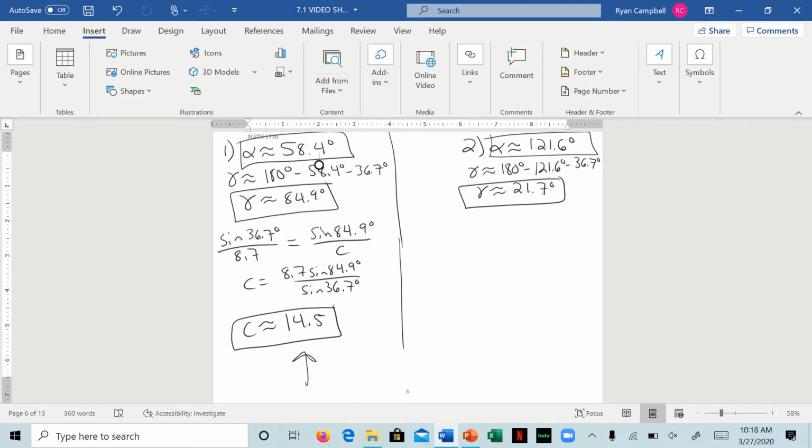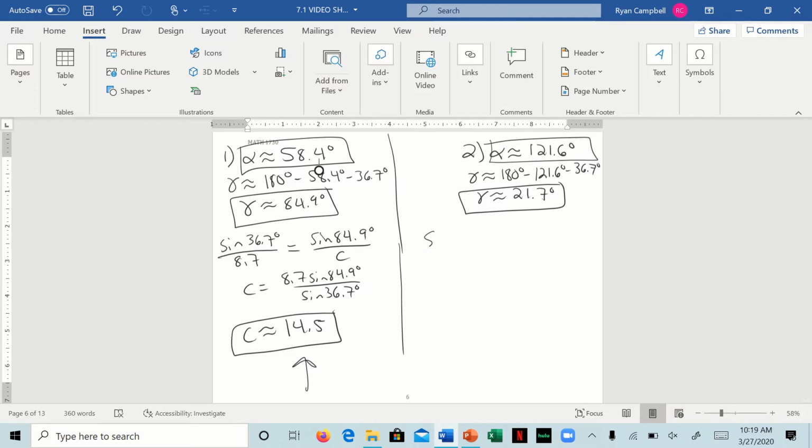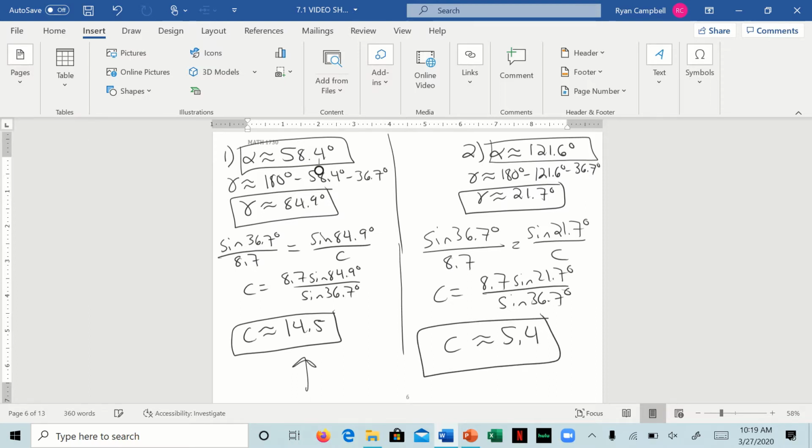But if this is all you give, right, you only gave half the problem. So you'd miss half the points, which is why it's super important that we have two answers, right? That we consider the second possibility. So in the second possibility, we have sine of 36.7 divided by 8.7 equals sine of 21.7 divided by C. So in the same way, you see that C is 8.7 times sine of 21.7 degrees over sine of 36.7. So when we plug all that into the calculator, we see that C is about 5.4. So this answer is going to have two different solutions. One for two different ways of configuring it.